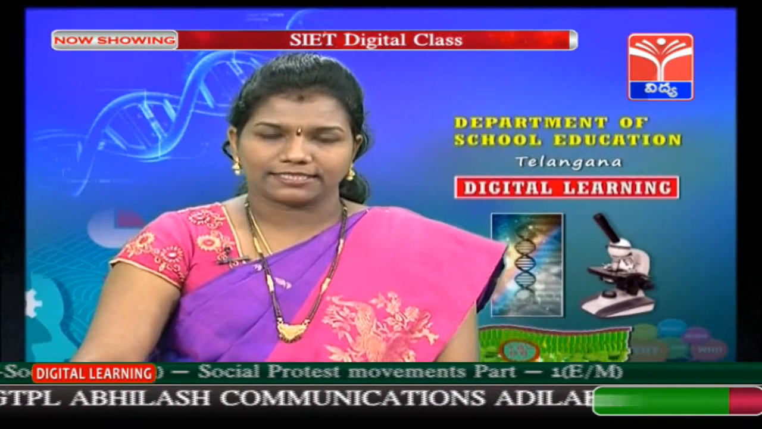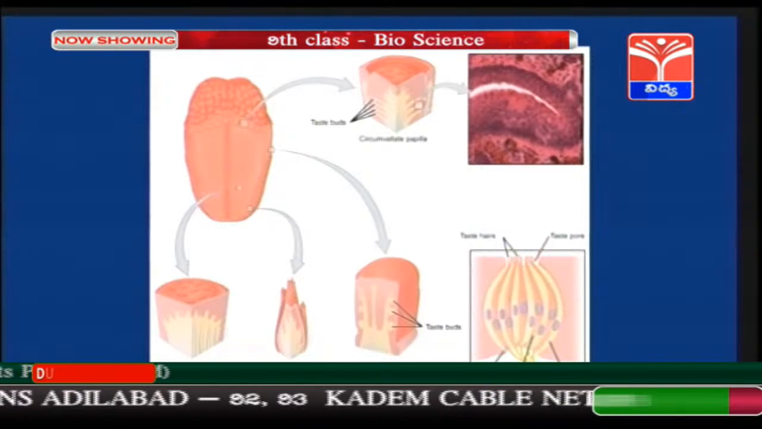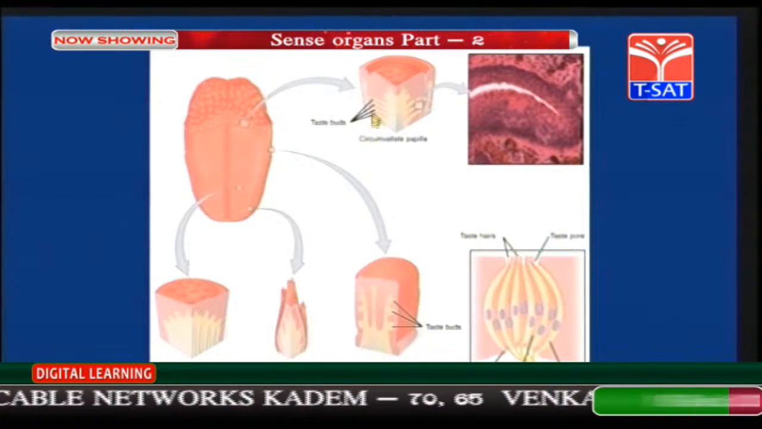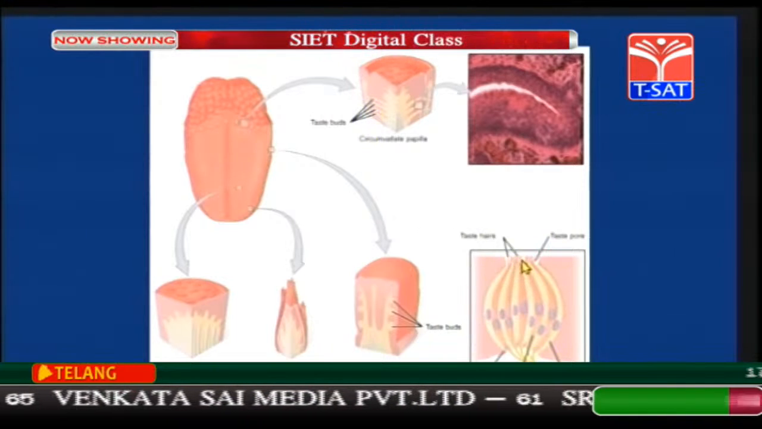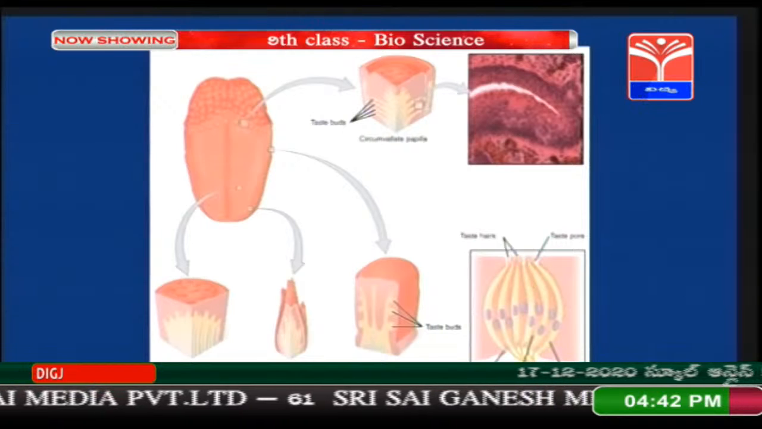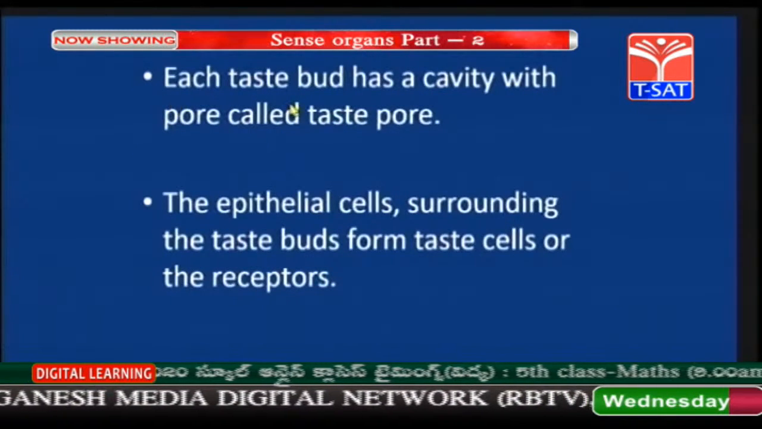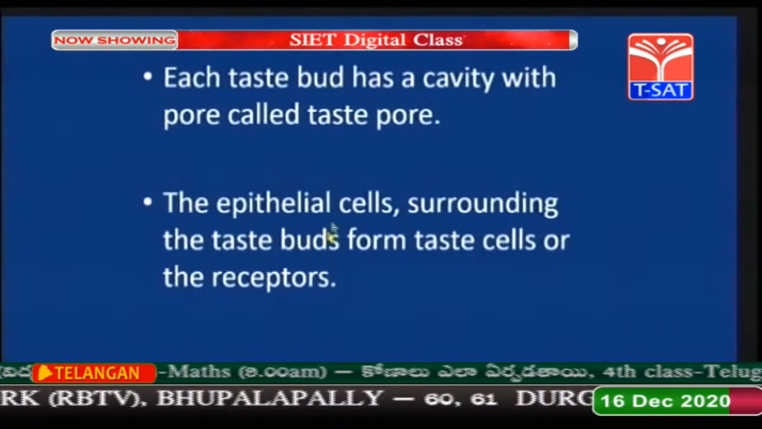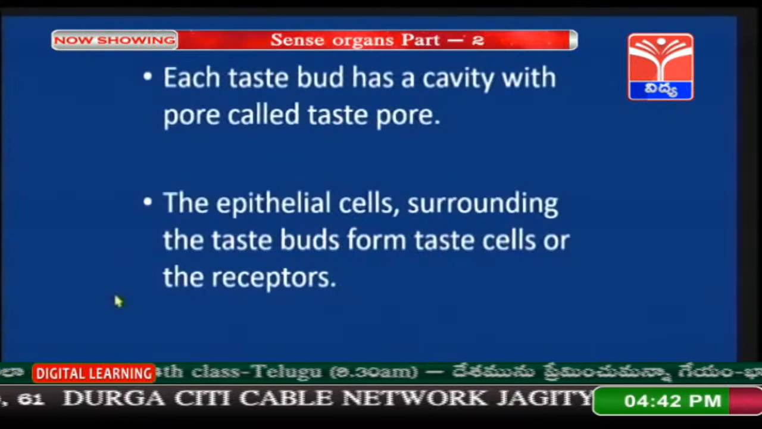So children, you can see clearly here fungiform papillae, filiform papillae, foliate papillae and circumvallate papillae. These contain 10,000s of taste buds. Taste bud, children, this is the taste pore, this is the taste hair, right children, this is the gustatory cell. Now each taste bud has a cavity with a pore called the taste pore. The epithelial cells surrounding the taste buds form taste cells or the receptors.